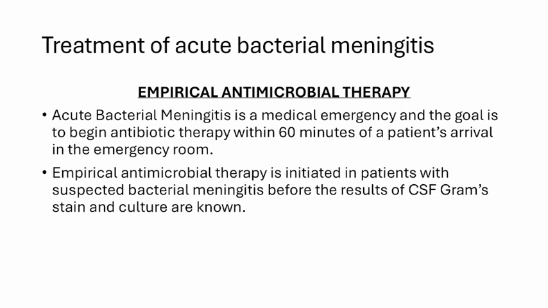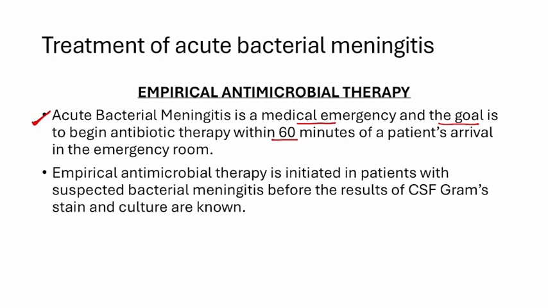How do we come to know which antibiotic to be given? That is called empirical antimicrobial therapy. We have to give empirical antimicrobial therapy because we do not know the organism, but we know the common organisms which cause meningitis. Acute bacterial meningitis is a medical emergency, and the goal is to begin antibiotic therapy within 60 minutes of a patient's arrival in the emergency room.